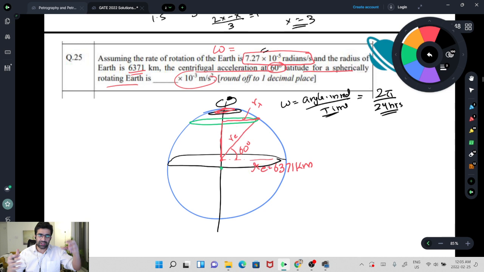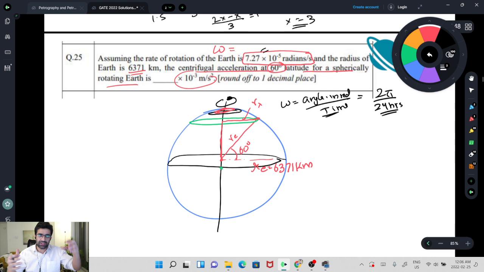Now you may ask why was this different in that question and here we are taking it to be equal? Because here they are asking you to assume the Earth to be spherical, but the actual shape of Earth is not spherical. So this is just an assumption. In reality, the radius will decrease when you go to the poles. But here we will assume it to be equal.